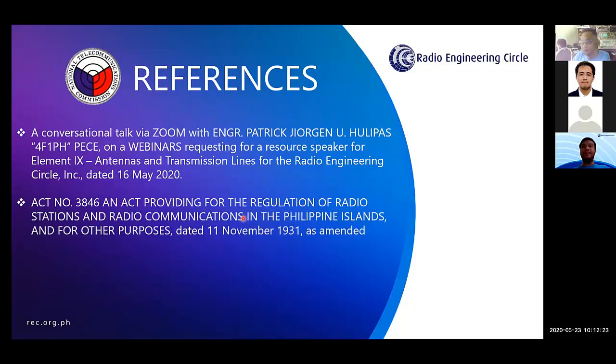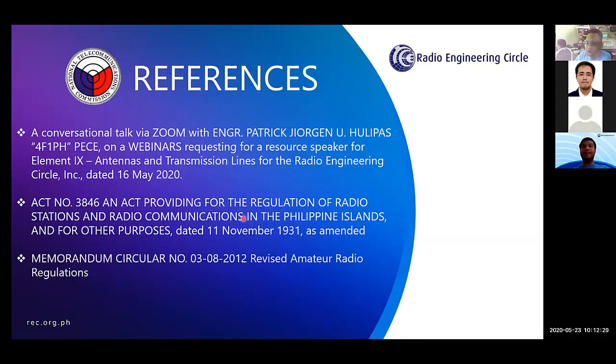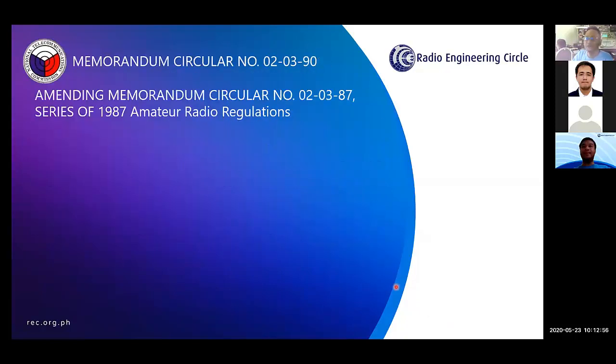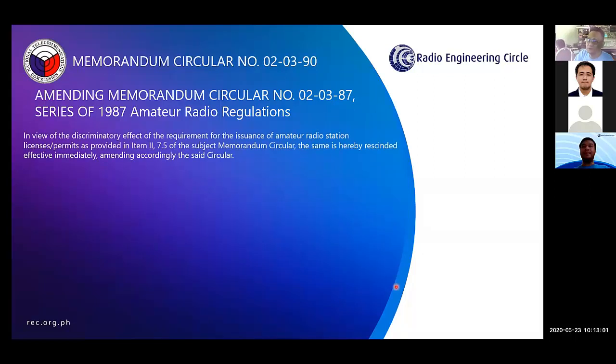Well, some of the references is all about Act number 3846. So hindi kasi mangyayari lahat to kung wala itong mga references na ito, no? Which is also the Memorandum Circular number 03-08-12, revised amateur radio regulation. Ganyan kami sa military. Before we proceed with our topic, we have to present first all the references. Okay? And lastly, okay, itong memorandum na ito, 02-03-87, about in view of the discriminatory effect, okay.